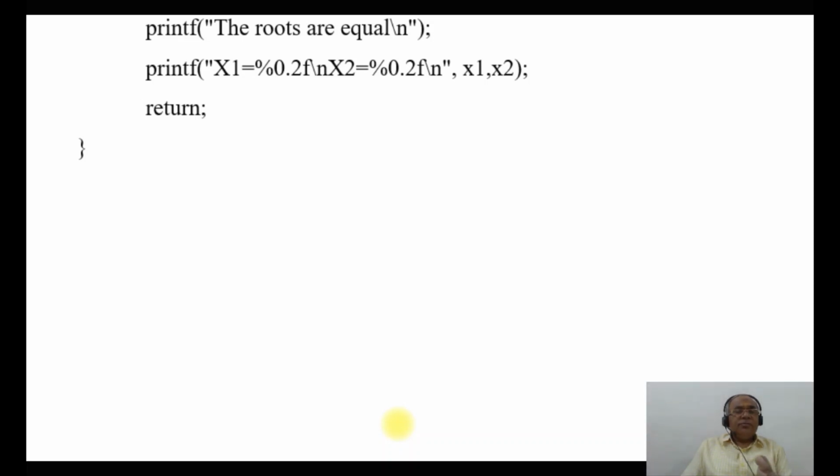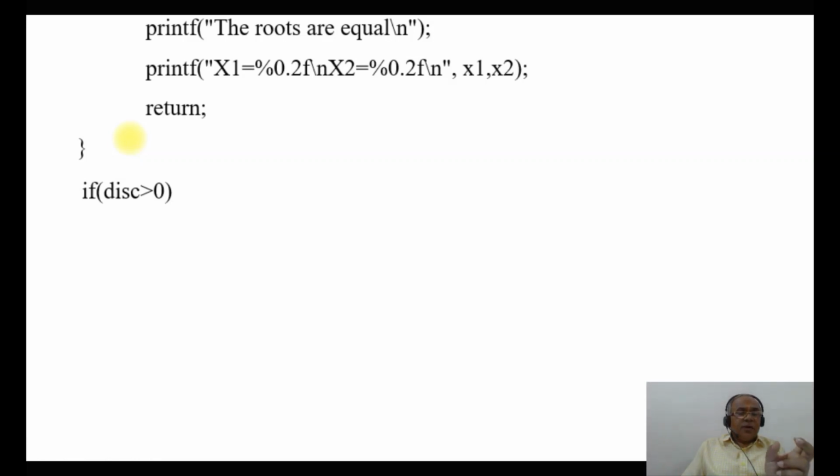Then printf, so we go for the printing of the roots, saying the roots are equal because x1 is equal to x2. Then of course we want to control the number of decimal points after the point. So x1 is equal to percentage 0.2f slash n, x2 is equal to percentage 0.2f slash n, x1 and x2 are the roots. Then you return that value so that it comes out of this function.